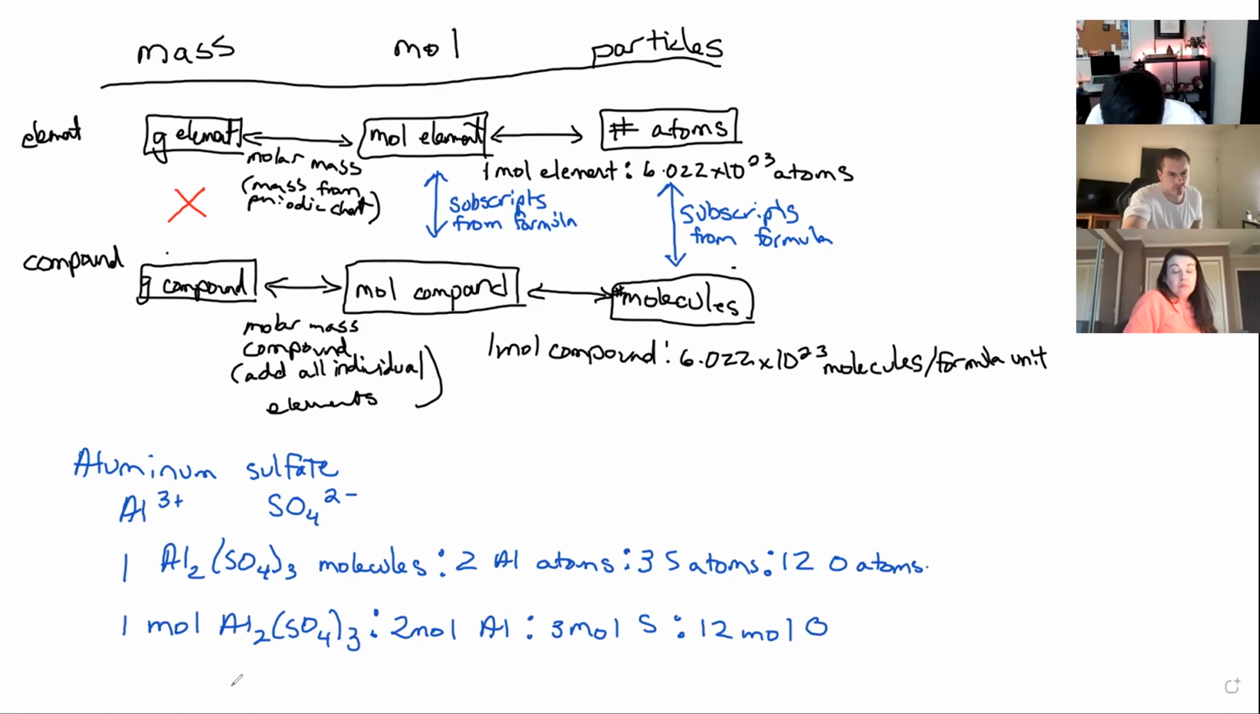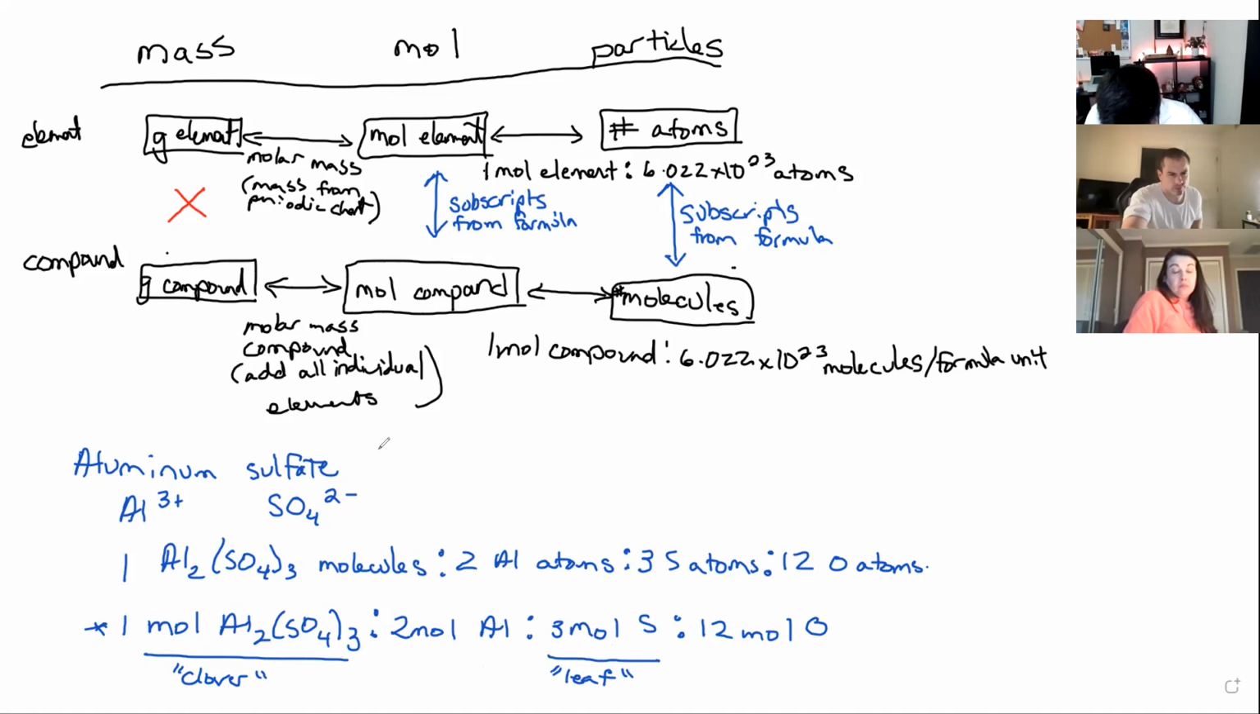So now I've got a conversion factor that allows me to go from the whole thing, like, quote unquote, the clover, to a part, like the leaf or leaves. This second one here is what we're seeing happening here between mole of compound and mole of element, the subscripts for the formula unit.